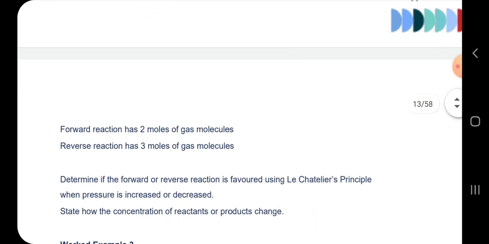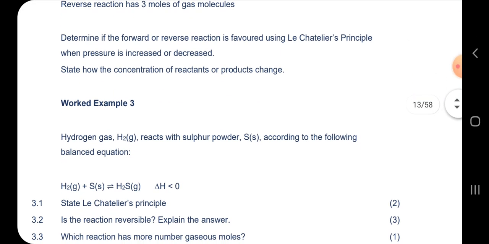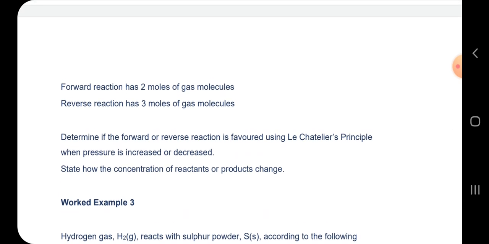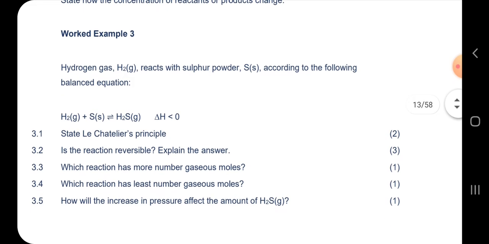And so you determine if the forward or reverse reaction is favored using Le Chatelier's principle. When pressure is increased or decreased, state how the concentration of reactants or product change. So that's how you do it. Let's look at this example. Hydrogen gas reacts with sulfur powder according to the following balanced equation. So we have two H's and 1 S. So that will be 3 on the left hand side, and then on the right hand side we still have 2 H's and 1 S. So it's balanced. We have 3 moles.